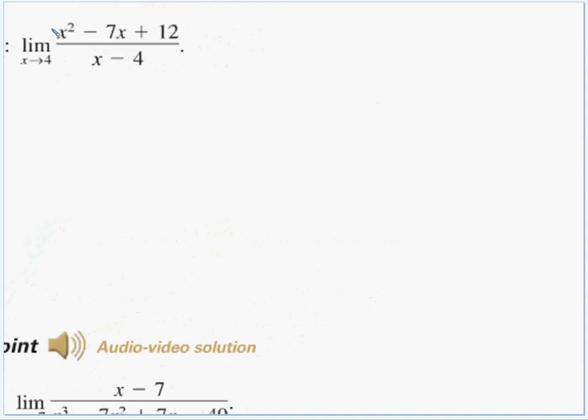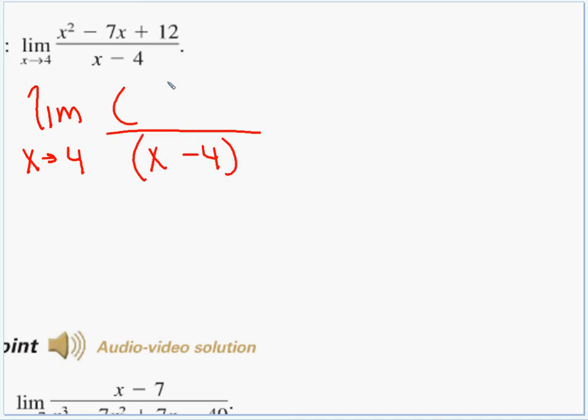Okay, first one, plug in the 4: 16 minus 28 plus 12, that's 0. 4 minus 4 in the denominator is also 0. But we can factor. I will use the denominator as a clue, x minus 4. If I assume that is one of my numerator pieces, I know this has to be an x. What times 12 is 4? It's got to be a 3. And to get these to add up to -7, this also has to be a -3.